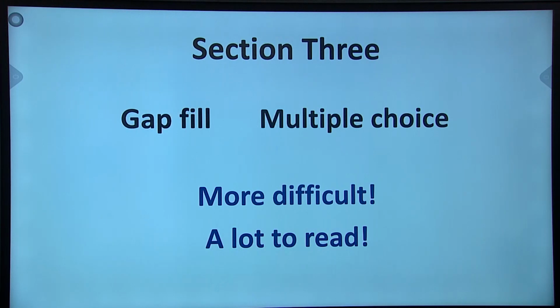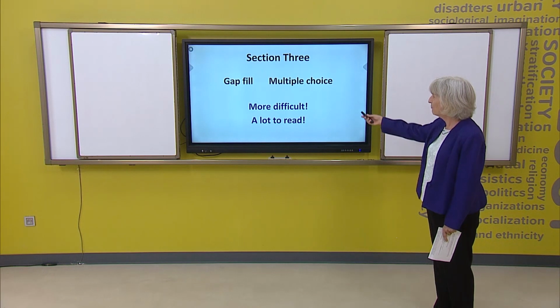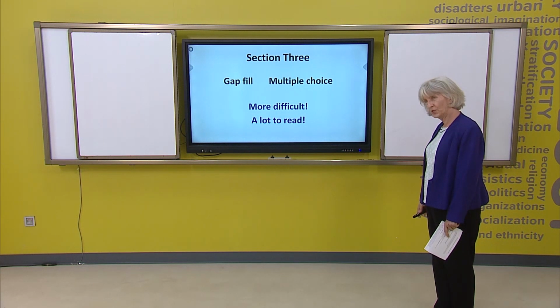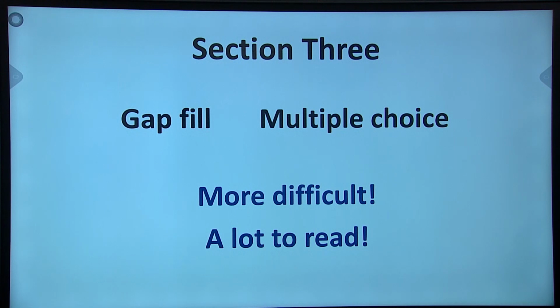Let's progress. Section 3. Now we're getting a bit harder as we go through the exam. 3 and 4 are a little bit more difficult, more challenging. As I wrote here, we're going to look at a multiple choice question. And that is more difficult, partly because there's a lot to read. So you have to really read and listen at the same time, which is a bit challenging sometimes. Okay, but I'm sure you can do it. All right, so let's try.